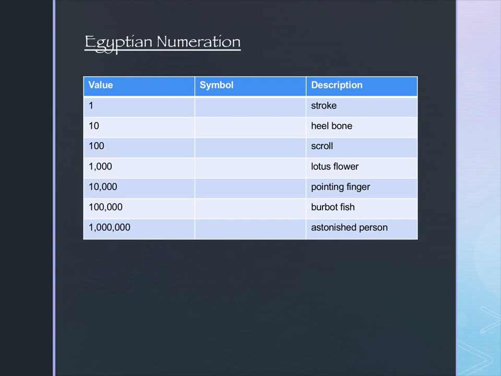So the first system that we're going to look at is the Egyptian numeration system. The Egyptian numeration system has symbols for the numbers 1 to 10 to 1 million right here. So the symbol for the number 1 is a single line or a single stroke. The symbol for the number 5 is a heel bone. It looks like our intersection symbol from when we did chapter 2. The symbol for the number 100, that's not very good, is a scroll. So it looks like that.